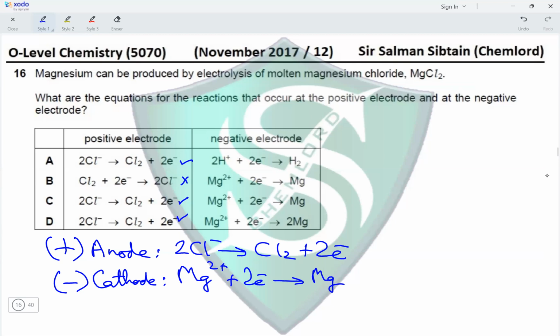For the negative electrode, the reactant must be the Mg²⁺ ion. Option A has H⁺ ion, so option A gets eliminated. Option C has Mg²⁺ plus 2 electrons, giving us 1 mole of magnesium, which is correct. While D has Mg²⁺ plus 2 moles of electrons, giving us 2 moles of magnesium, which makes it incorrect. Therefore, the correct option for this question is option C.